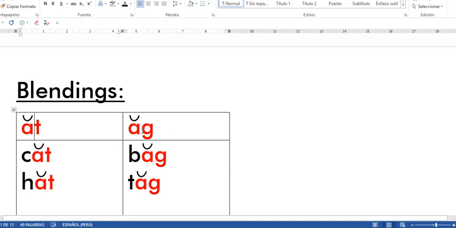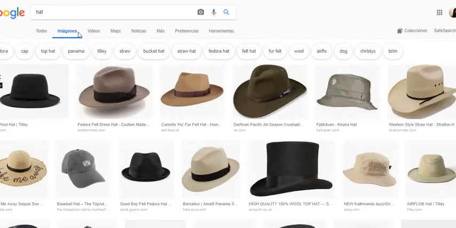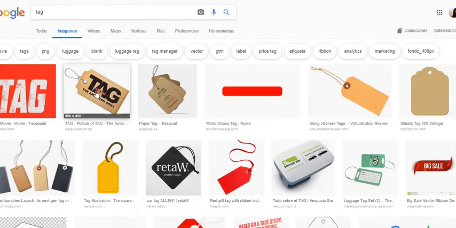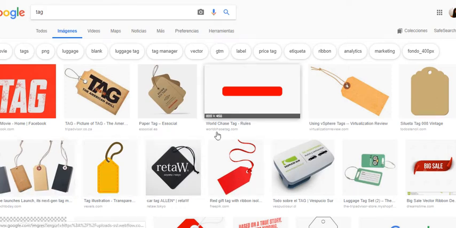Now the next one is ag. For example, with b, bag. The next one is tag. And you can go to Google to see what is a tag. A tag. It's in Ripley and Falabella. You see tags on clothes.